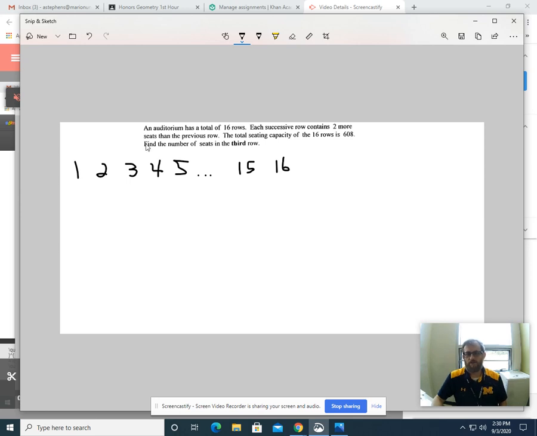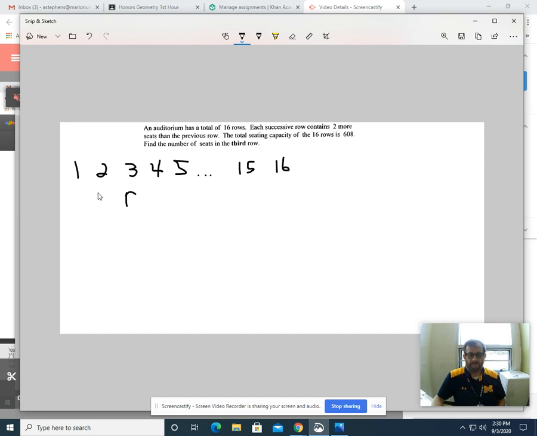One of the things you'll learn a lot in this is how to create structure. I need to create a structure which makes this problem solvable. So the structure I'm going to use is I'm going to give one of the rows a name. Since I want to know how many are in the third row, I'm going to call this row R. That's how many seats are in that row. It has R number of seats.